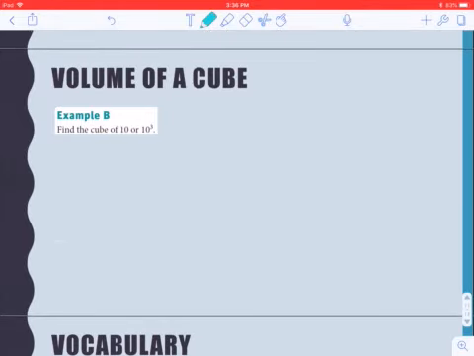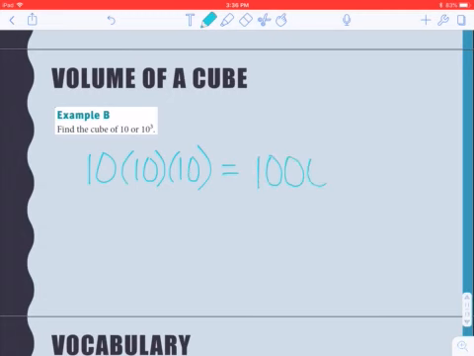Volume of a cube, example B: find the cube of 10, or 10 to the third power. So the cube of 10 is 10 to the third, or 10 cubed. The way I find it is by taking 10 times 10 times 10, which is 1,000. One cool thing about multiplying tens is that however many I'm multiplying is how many zeros I have.